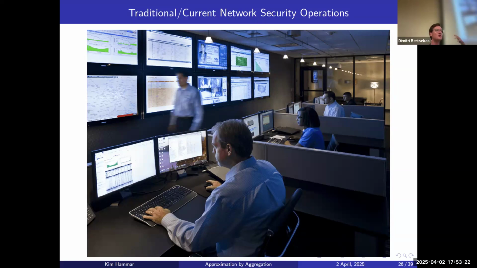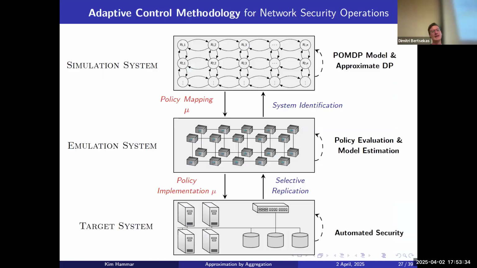So that really motivates the question, whether we could automate some of those operations. And the answer to that question, in my view, is a definite yes. And we have developed an adaptive control methodology for this purpose, which builds on many of the concepts from this course and which can be understood on a high level through this picture here.